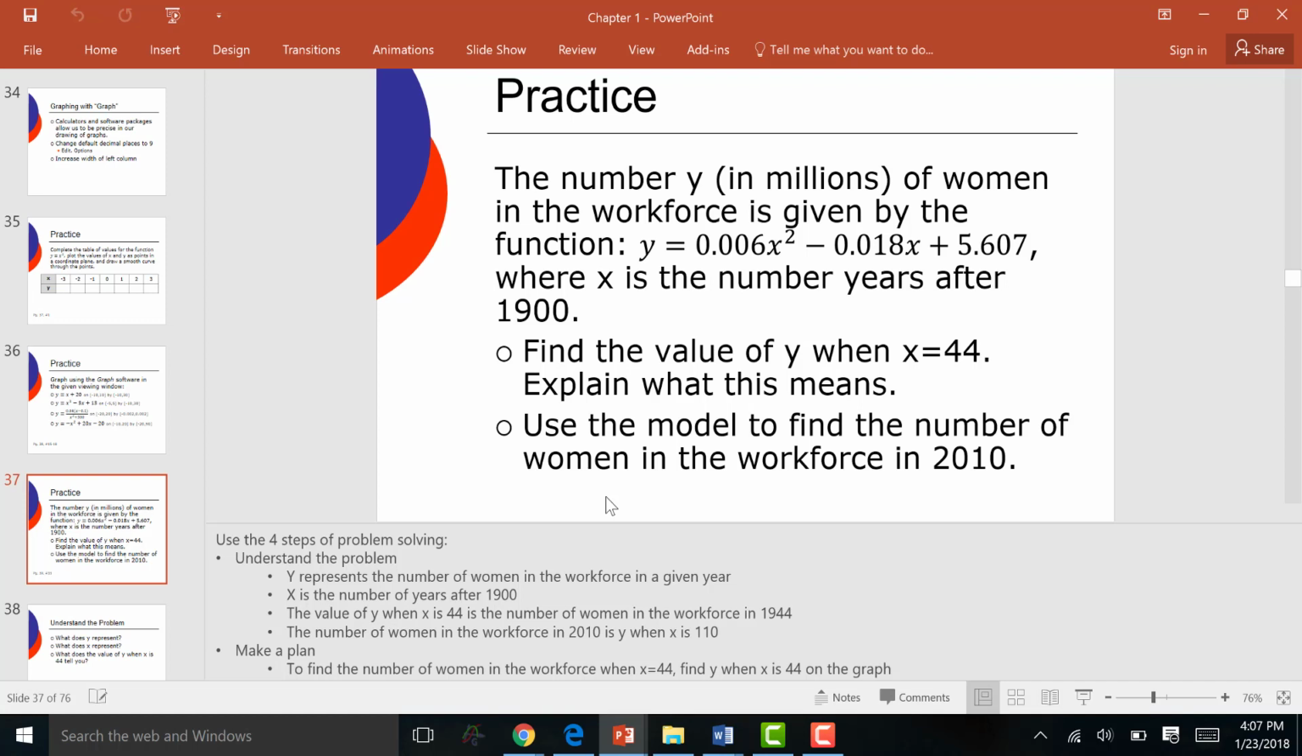44. How are you going to find it? What should you do in order to find the answer? Plug in. All right, number 4. Plug in x equals 44 into the what? Equation. Into the equation. Step 5, do the math. All right, go ahead. Do the math.